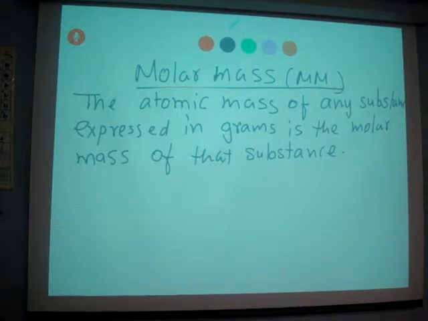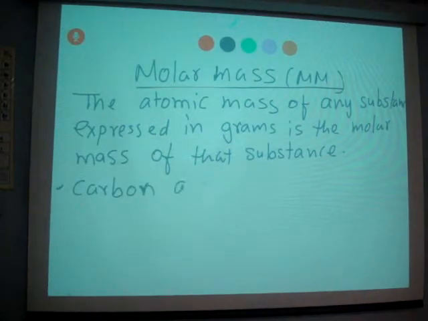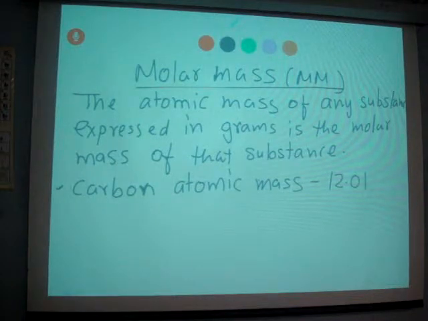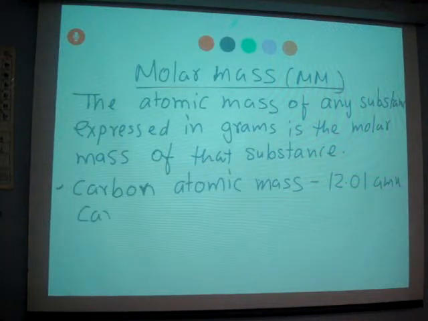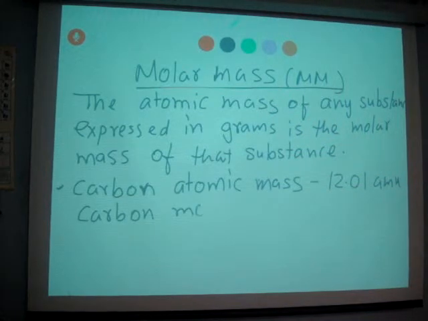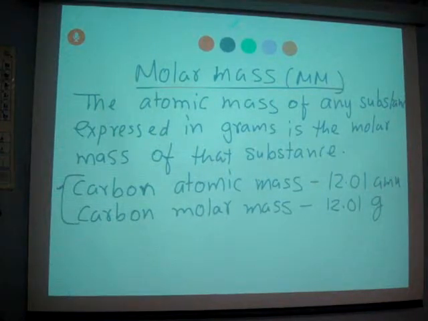Now, carbon, I am giving an example. When you refer to the periodic table, what's the atomic mass of carbon? 12.01 AMU. So therefore, what's carbon's molar mass? 12.01. Yes, the molar mass is 12.01, and it's not in AMU but grams. So for any substance, whatever their atomic mass, any element basically.